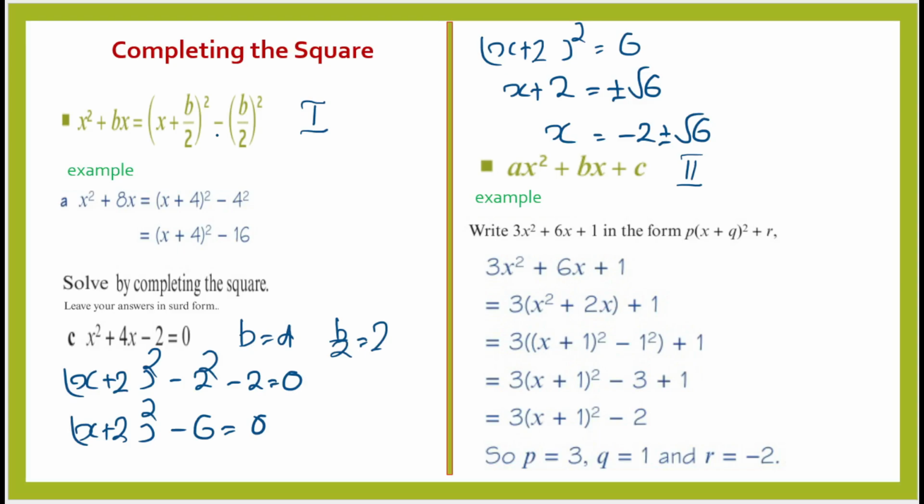Now apply the first form for x square plus 2x. That is (x plus 1) the whole square minus 1 square. Now the whole expression becomes 3 times (x plus 1) the whole square minus 1 square, plus 1. It is 3 times (x plus 1) the whole square minus 3 times 1 square plus 1. That is 3 times (x plus 1) the whole square minus 2. Now comparing this expression with p times (x plus q) the whole square plus r, we have p equal to 3, q equal to 1 and r equal to minus 2.